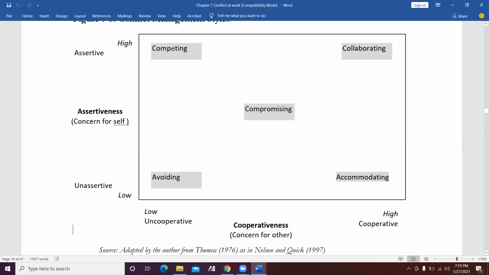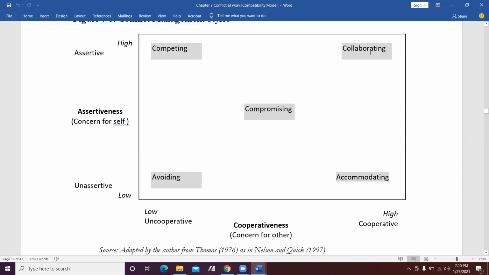Then this one, competing. That means you have a very high concern for yourself. You want to achieve your goals. You want to protect your human rights. By being uncooperative, no concern for others, or the other party. That is called competing. So you want to win by defeating the other person.